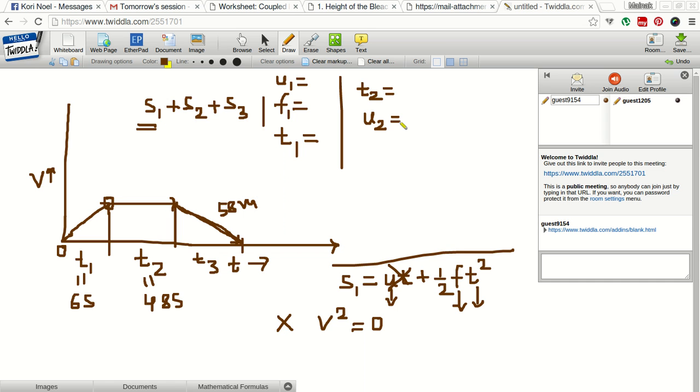Correct? Okay. So how would you do that? What you do is, u2 is the final velocity from the first time segment. Correct? You understand me? Yes. Which is the initial velocity u plus f1 times t1. You tell me if you have any confusion in understanding.